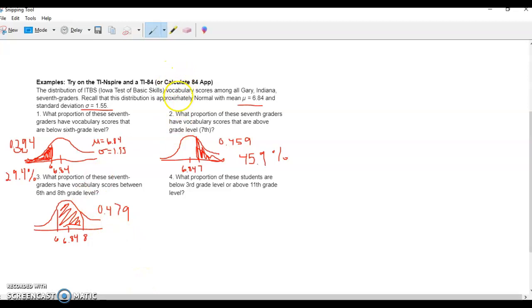47.9% of these kids in Gary, Indiana scored between the 6th and the 8th grade level on this vocab test. I'm going to pause and go back to the PowerPoint. Got one more thing to go over.